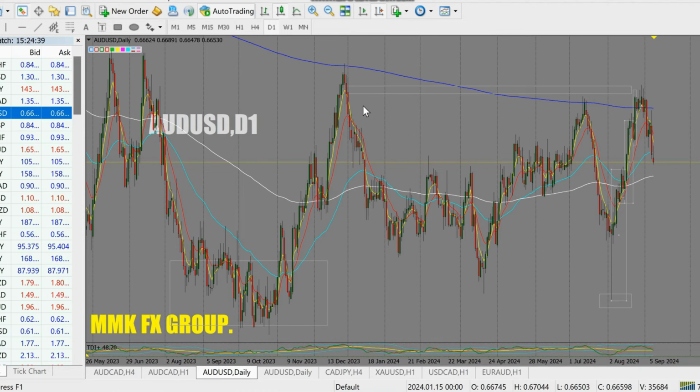But remember, there will always be things that can happen, right? Like last week we had NFP, right? So the dealer will always play around with it, but remember, order flow remains the same. Order flow will always remain the same.